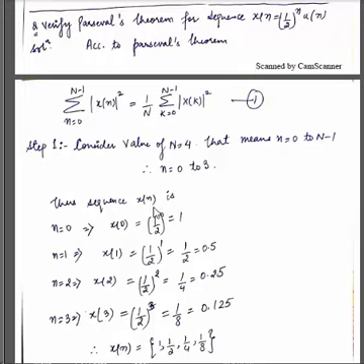Therefore sequence x of n is generated as follows. First put n is equal to 0. X of 0 is equal to 1 by 2 raised to power 0, that is equal to 1. Then put n is equal to 1. X of 1 is equal to 1 by 2 raised to power 1, that is 1 by 2. Then put n is equal to 2. X of 2 is equal to 1 by 2 raised to power 2, that is equal to 1 by 4. Then put n is equal to 3. X of 3 is equal to 1 by 2 raised to power 3, that is 1 by 8. Therefore x of n sequence is 1, 1 by 2, 1 by 4, 1 by 8. That is a 4 point sequence.